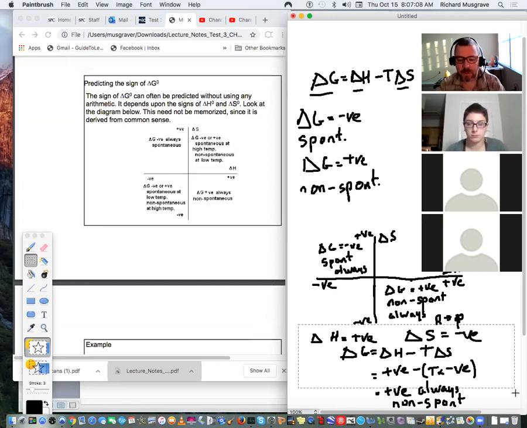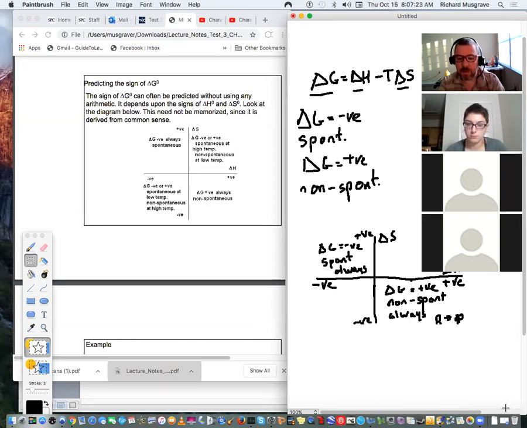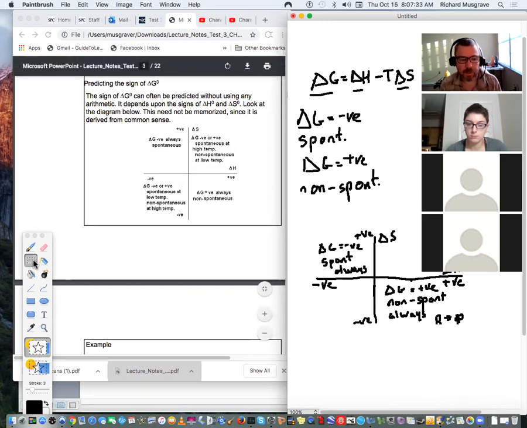So let's look at the other two combinations. You'll notice that the ones we've dealt with so far are the ones where we've got a different sign for delta S and delta H. One's positive and one's negative. In those instances, it's either going to be spontaneous all the time or non-spontaneous all the time. The cases we're going to look at now, though, are cases where the signs are exactly the same.